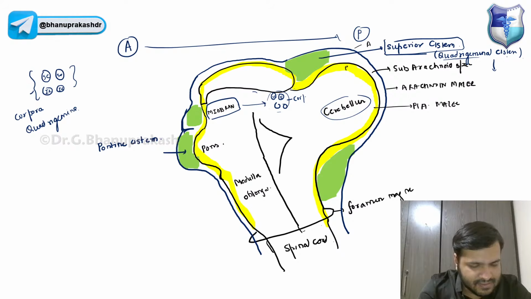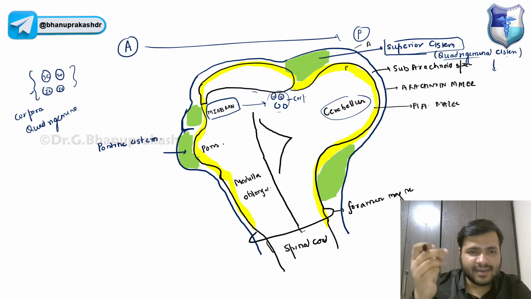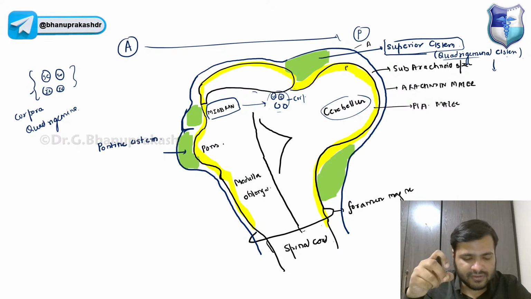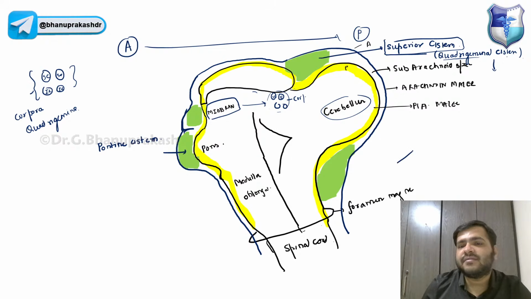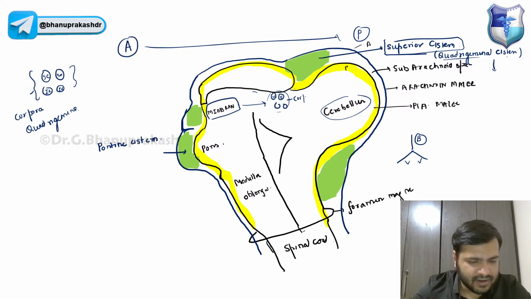What about the rest, guys? Now, the basilar artery will be running in front of the pons. We have already discussed yesterday that the two vertebral arteries join together to form the basilar artery, and it will be running in front of this. So that is something you have to remember.